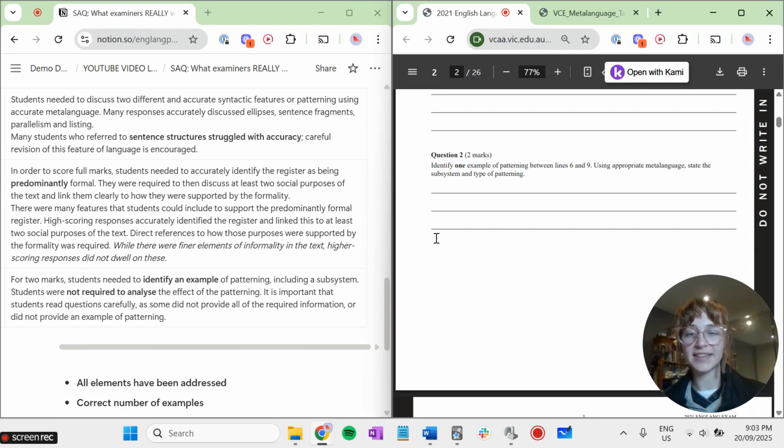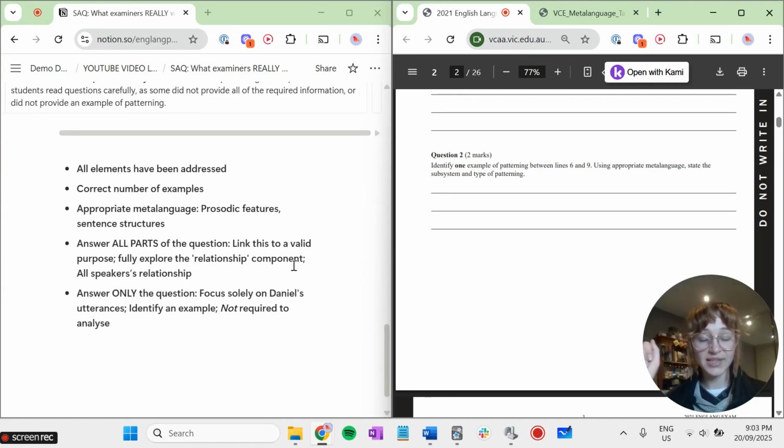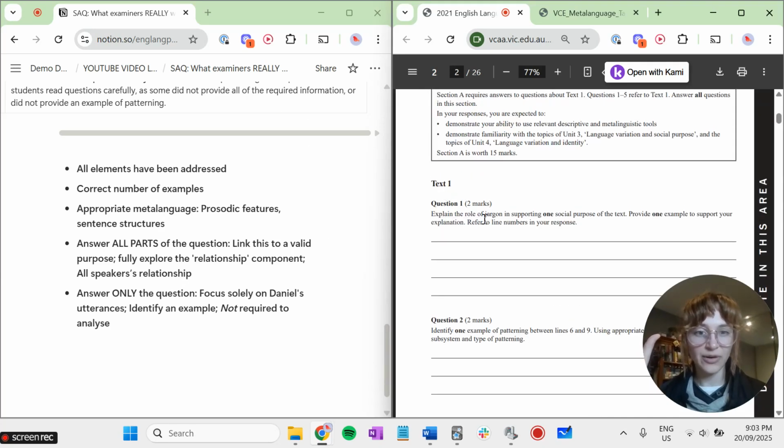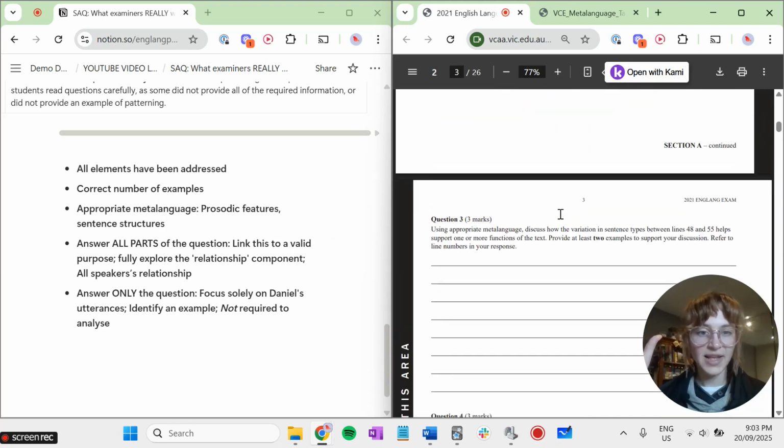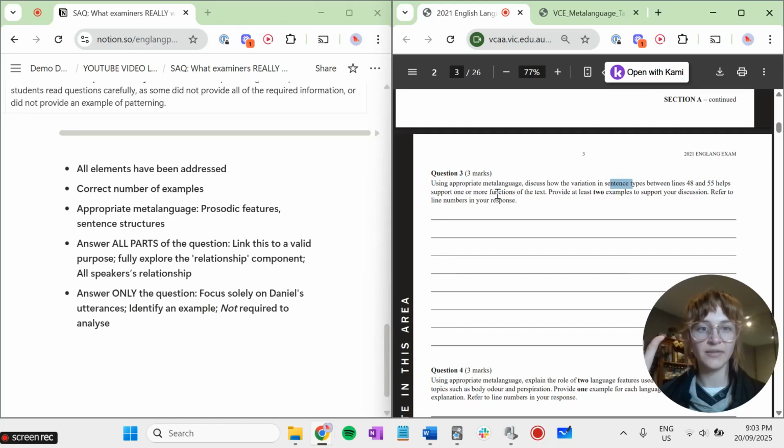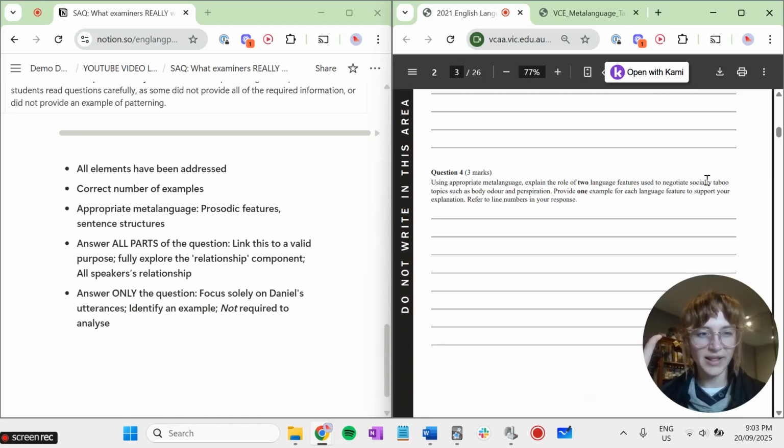Just something to keep in mind, that you're aware of each and every question marker. What is it called? Command term. So know your command terms well. So to summarize, in an extremely brief fashion, here are some of the things that students have gotten wrong in the past couple of years. Number 1, not addressing every element. This is where your highlighter comes in handy. Every little piece of metalanguage. Here it would be patterning and subsystem. Here it would be jargon, social purpose. Here it would be sentence types, functions. And here it would be language feature, socially taboo topics, and that's it.